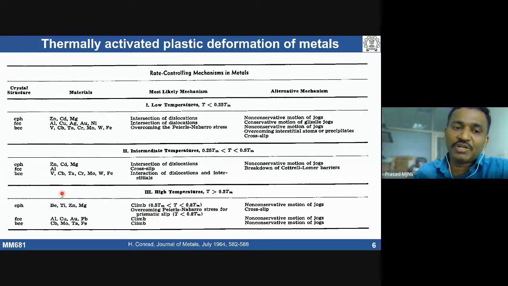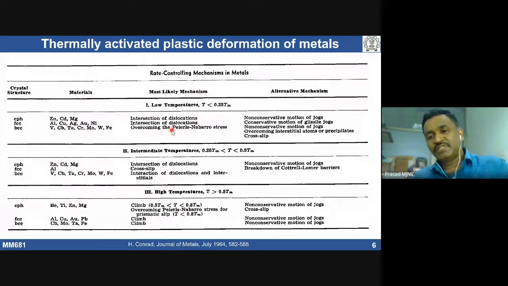See, look at it, the rate controlling mechanism changes depending on the temperature at which you are deforming the material. Low temperatures, intersection of dislocations; intermediate temperatures, cross slip; high temperatures, climb. I'm just giving one example. People have come up with what type of mechanism can be a rate controlling mechanism when you deform a material at a certain temperature. Is it clear? Any doubts? Is it clear about the type of rate controlling mechanism? Because these are all thermal barriers, which basically control the plastic deformation of a material.